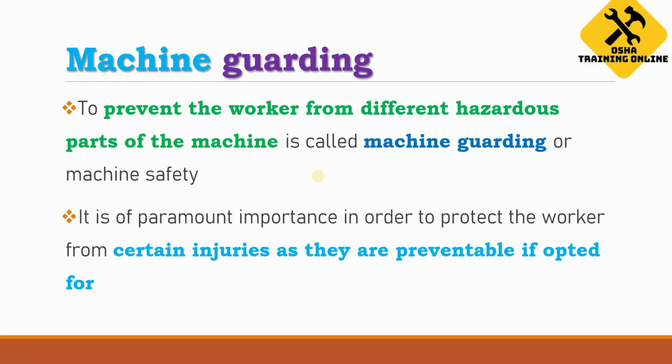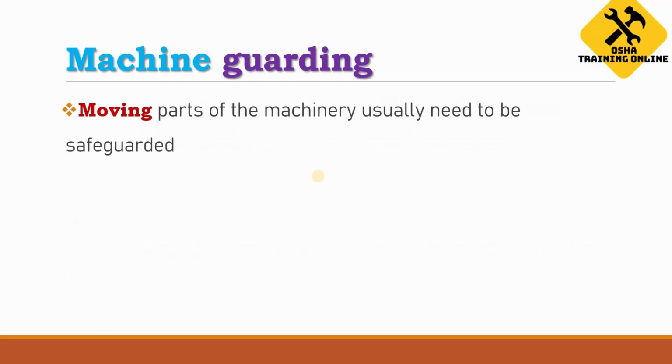First we need to know what machine guarding is. It is to prevent the worker from the different hazardous parts of the machine. Preventing the worker from the hazardous or moving part of the machine is called machine guarding. It is of paramount importance in order to protect the worker from certain injuries, as they are preventable if opted for. Machine guarding is really important because it helps in avoiding certain kinds of injuries in the workplace, because those injuries are preventable. And how do we do it? We do machine guarding for it. The important point is that the moving parts of the machine usually need to be safeguarded. It is the moving parts of different kinds of machines which have to be guarded, with a structure around them so that a worker cannot get in contact with them.